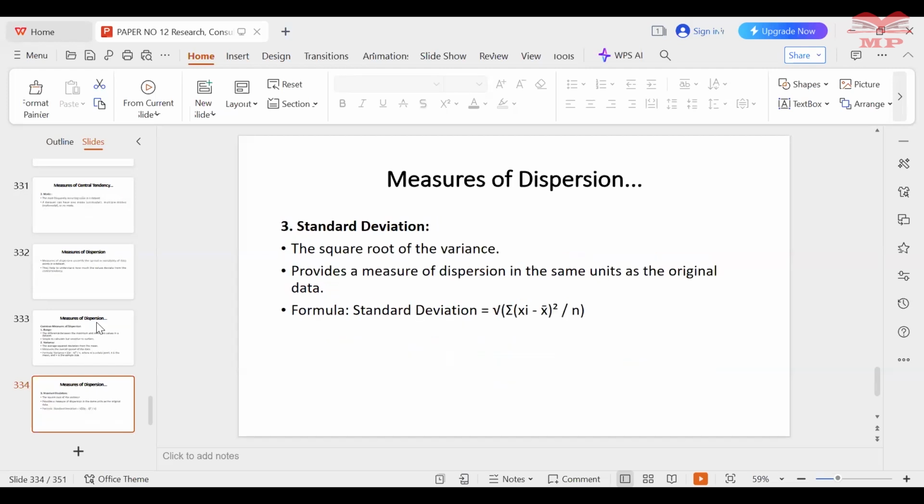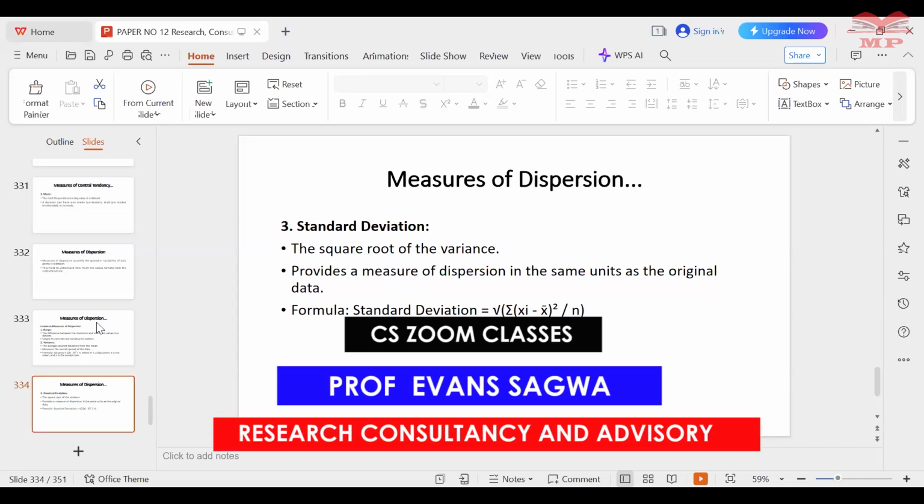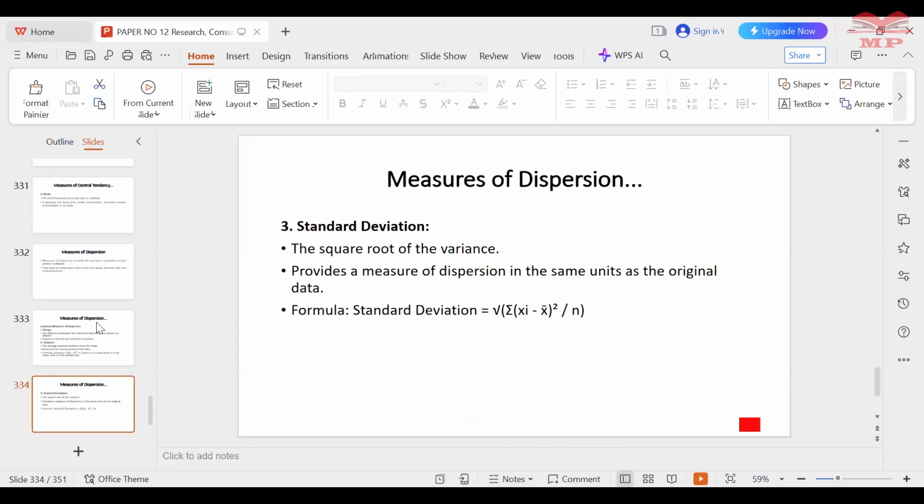And then three, standard deviation. Standard deviation is the square root of the variance. It provides a measure of dispersion in the same units as the original data. The formula for standard deviation is the square root of sigma (x1 minus x bar) squared, divided by the sample size. And that formula, you can see it there.